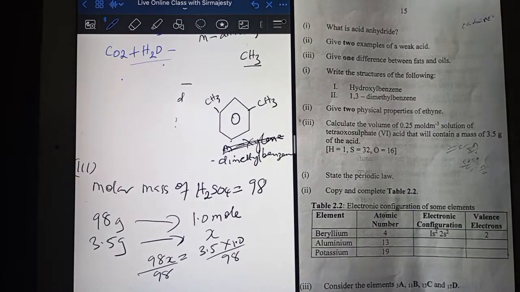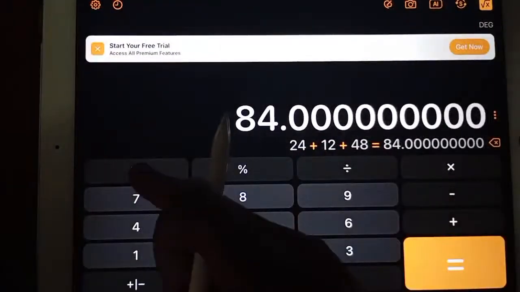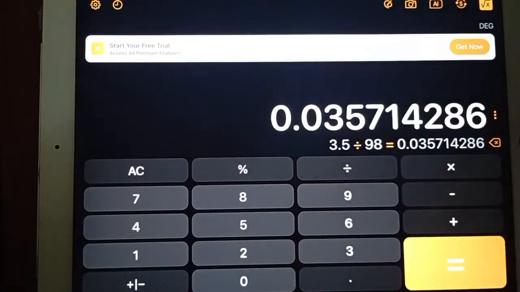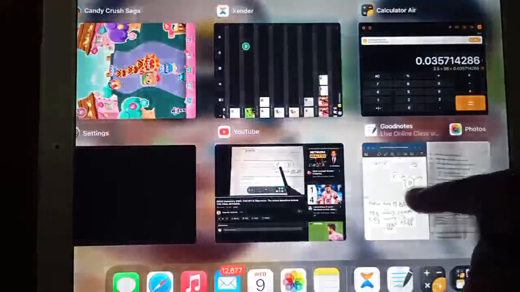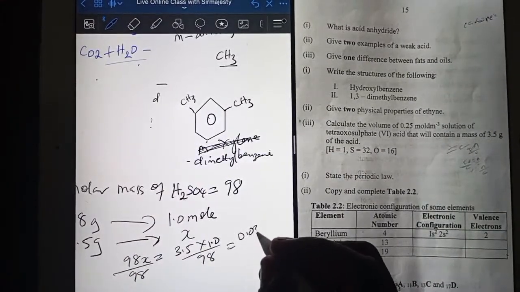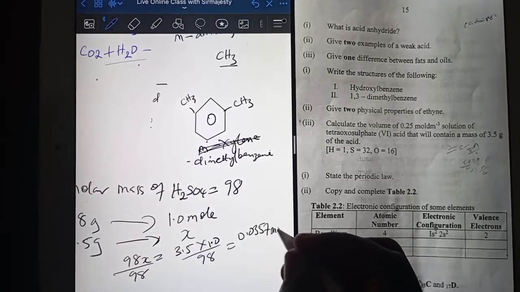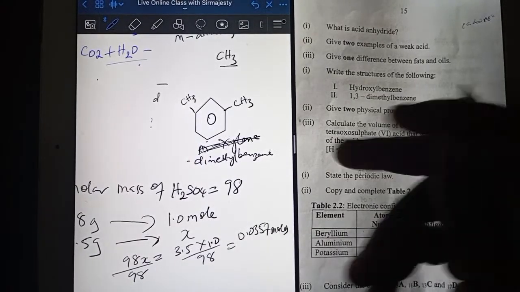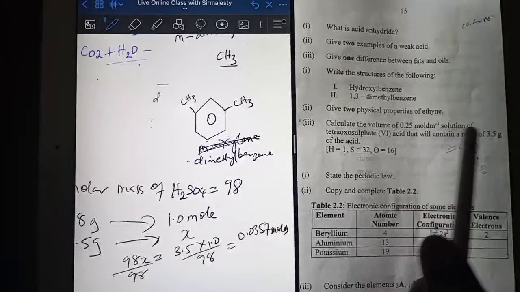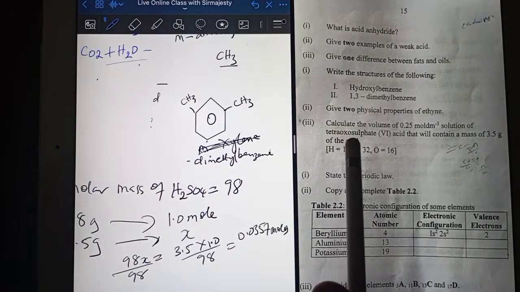So 3.5 divided by 98 is 0.0357 moles. We can now go back to the statement: they said 0.25 mole per dm cube. Calculate the volume. So it becomes very simple.